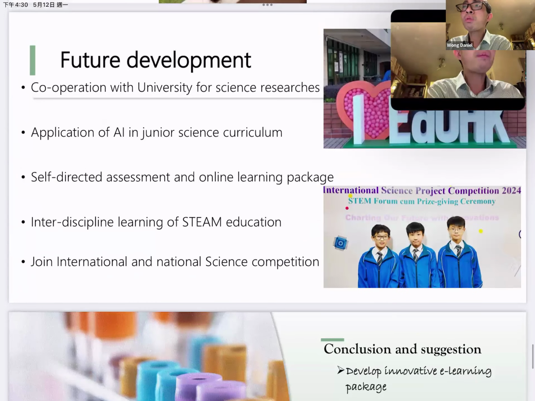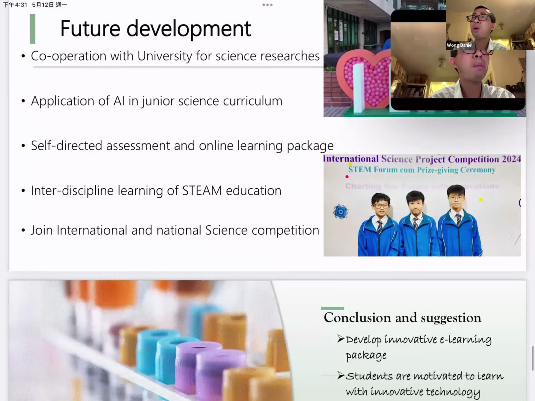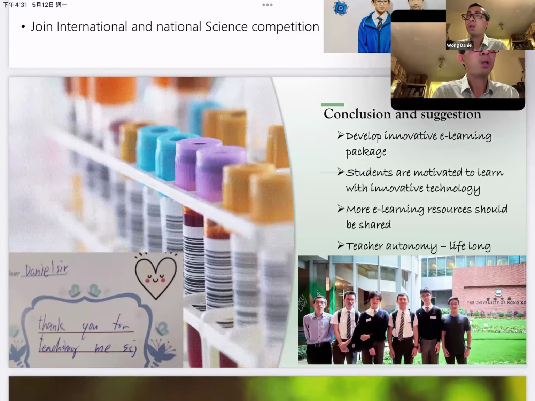For future development, we hope to have more cooperation, especially as you know that I am now studying in AsiaTEFL. My teachers taught me well in AsiaTEFL. So I want to have more cooperation with the university. As STEAM education is important, we want to have more self-directed assessment in this aspect and develop more online learning packages. For my school, we always encourage our boys to join local or international science competitions, and we look for more competition opportunities to enrich our boys' learning of science content.